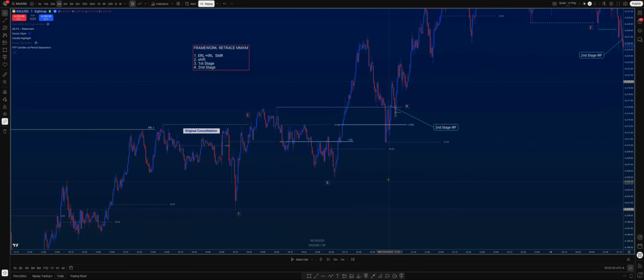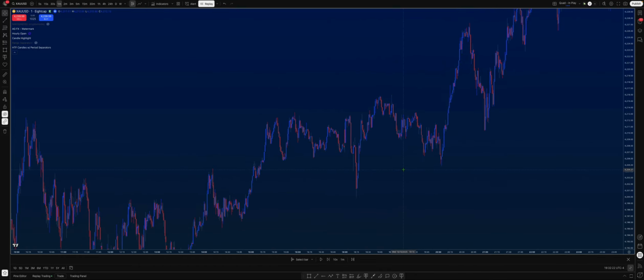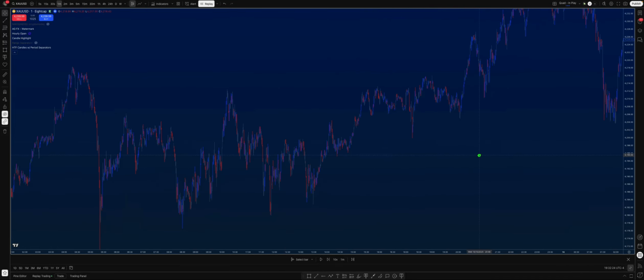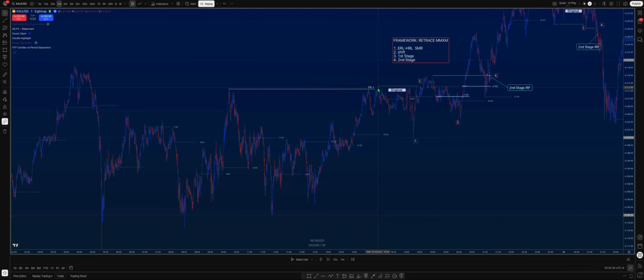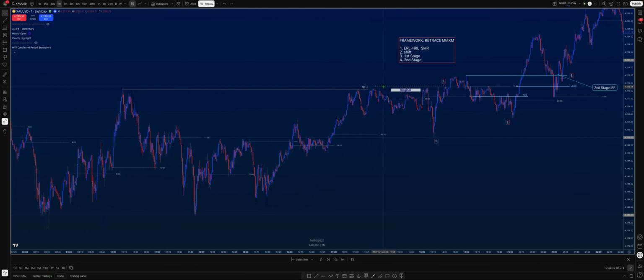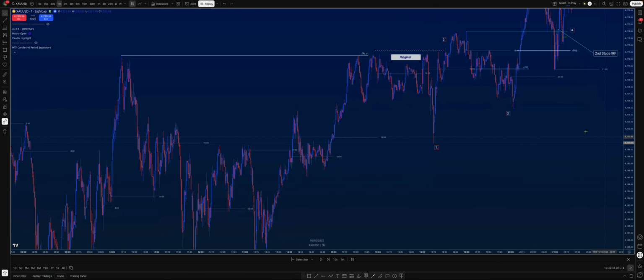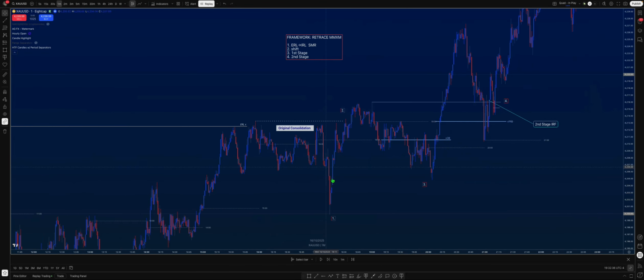Bit messy looking right now. What I'm looking at is how we have ERL right here. We have this intermediate term high that was broken, so it becomes us hitting ERL. After hitting ERL, we're looking for that retracement. We get a retracement here. We then break that high, that side of the retracement. That becomes our SMR and shift.